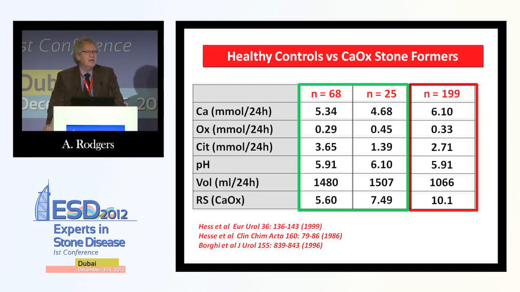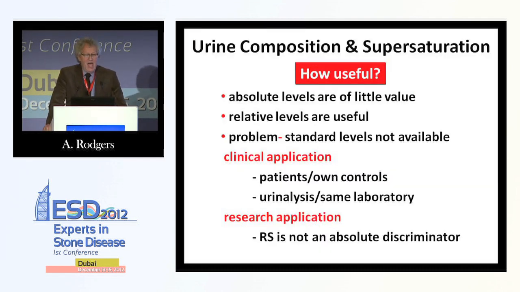This one, again, it would be the same kind of dilemma that you have, but that is the stone former. So here we have the healthy individuals, and here we have the stone former. So what is the lesson to be learned here? How useful are individual urine composition values and saturation or supersaturation? I think that absolute levels are not of much value.